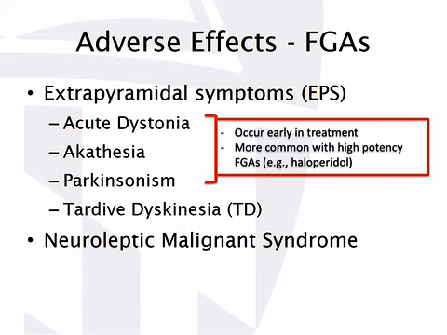The first three listed here, acute dystonia, Parkinsonism, and akathisia, all tend to occur early in treatment, within days or within the first month of treatment. These are much more common with the high potency first generation agents such as haloperidol. Now, other drugs can cause these, but these three symptoms are most likely to be caused by the high potency agents as opposed to the other first generation agents or even the second generation agents.